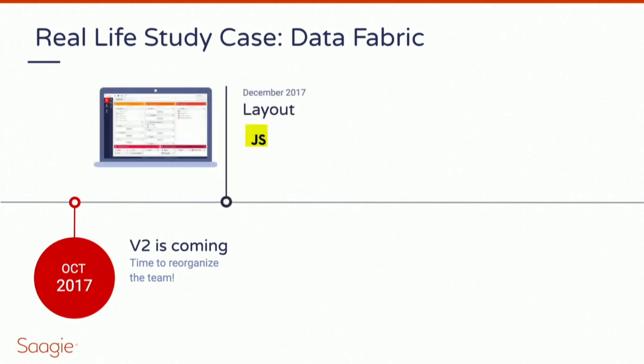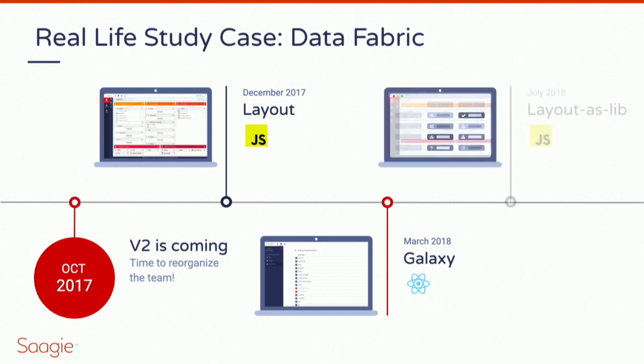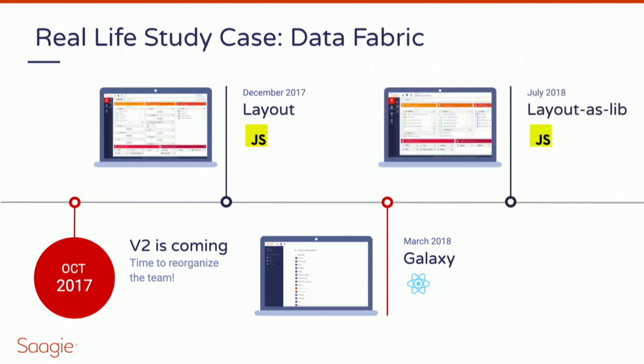The first try was called Layout. It was released in December 2017, pure JavaScript. The second try was called Galaxy, released in 2018 in React. And the third try, which has been in production since July last year, is Layout-as-Lib in JavaScript 2. And that's what we are going to talk about right now.